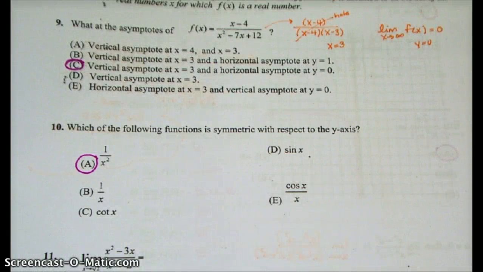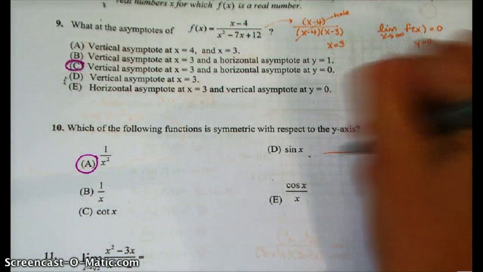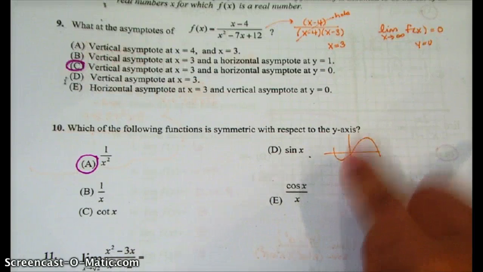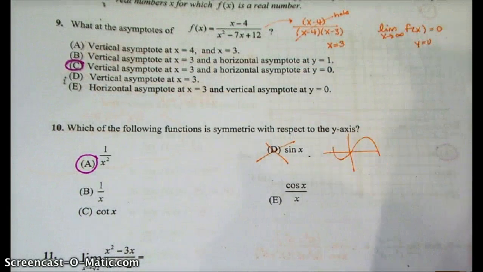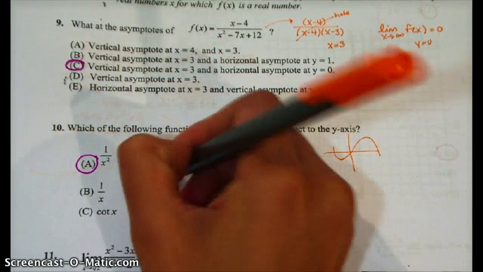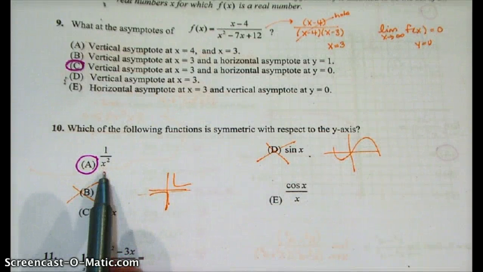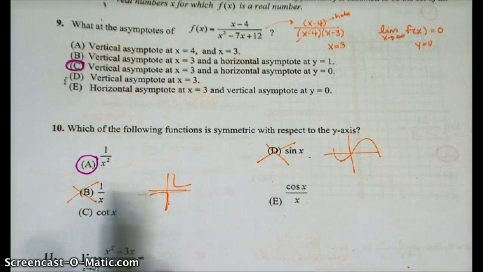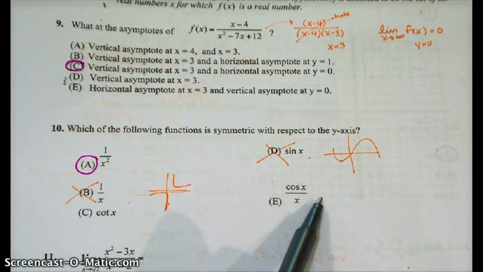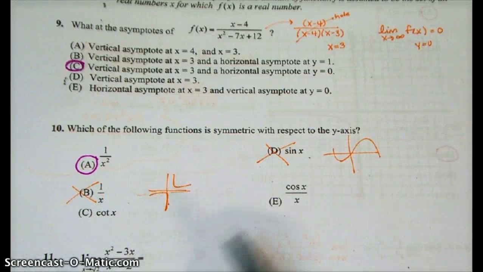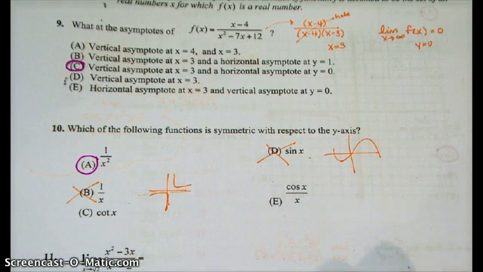Question 10 says, which of the following functions is symmetric with respect to the y-axis? My first step for this would be to sketch the ones that I know. I know that sine of x looks like this. That's not symmetric with respect to the y-axis. I also know that the reciprocal function looks like this, not symmetric. I'm not sure about cotangent, about x squared, and about cos of x over x. So I'm going to graph each of those in my graphing calculator and just look at their graphs. The correct answer is that A is the only one. Of course, make sure that you use parentheses and everything for the other ones.